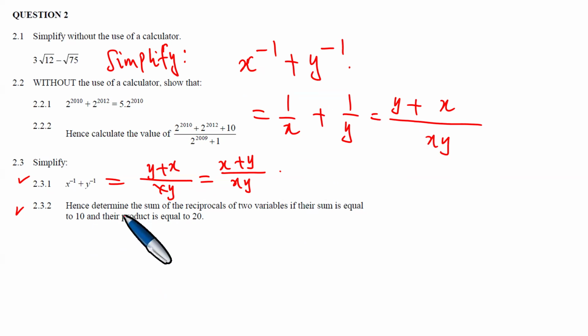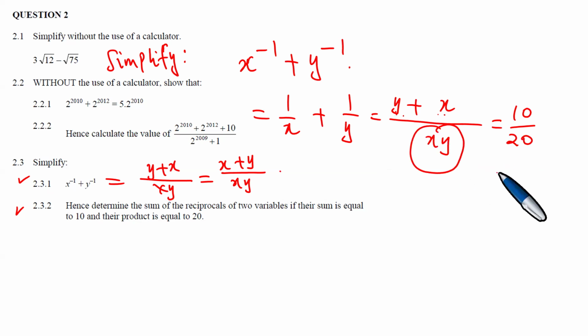Hence determine the sum of the reciprocals of the two variables if their sum is equal to 10. In other words, if you add the two numbers, which are x and y, the sum is 10. And their product is 20. When you multiply the two numbers, what you get is 20. And then you simplify these, and this is 1 over 2.